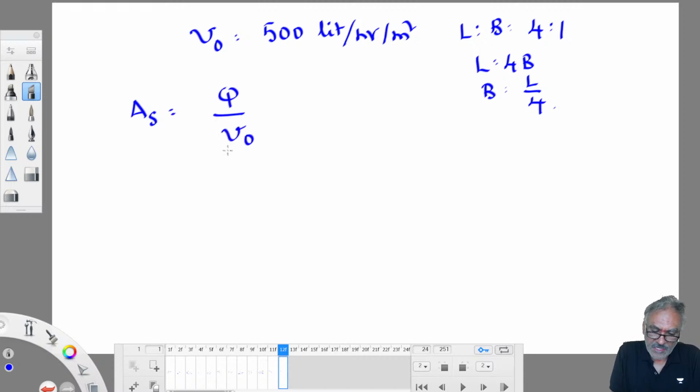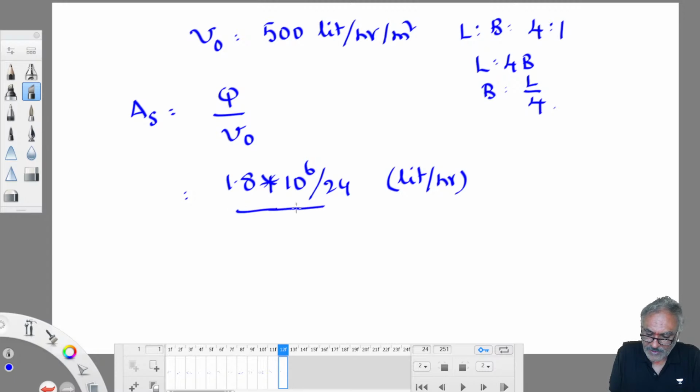Q by V0 is equal to surface area. Q is given 1.8 million liters. Convert into liters per hour. How to convert liters per hour? 1.8 if you multiply with 10 power 6, this is liters per day. Liters per day, how to convert into liters per hour? By dividing by 24. So liters per hour by V0, 500.